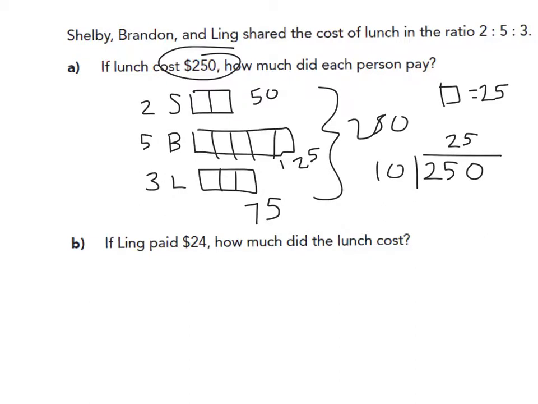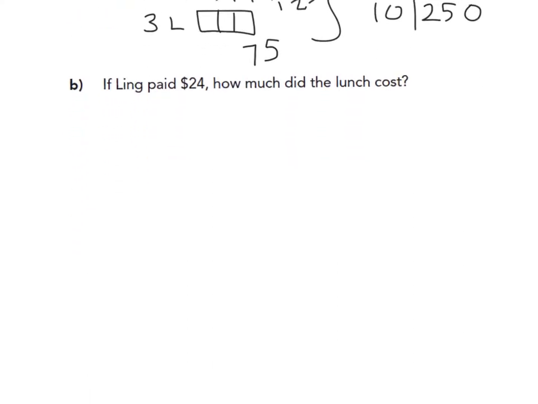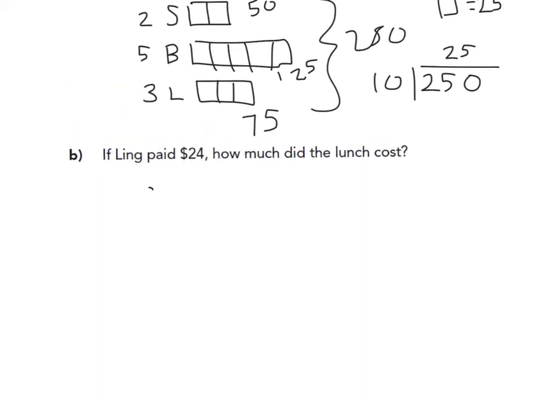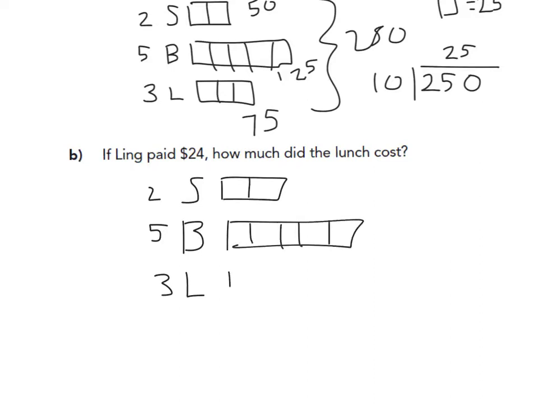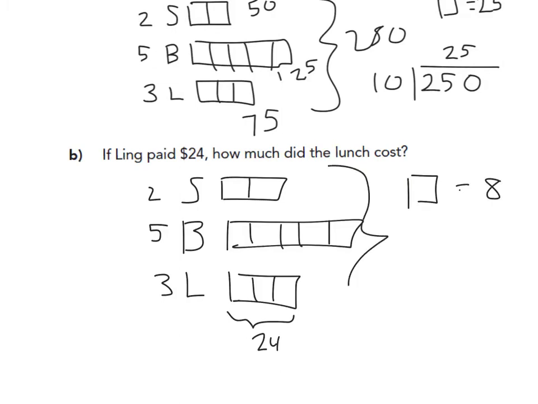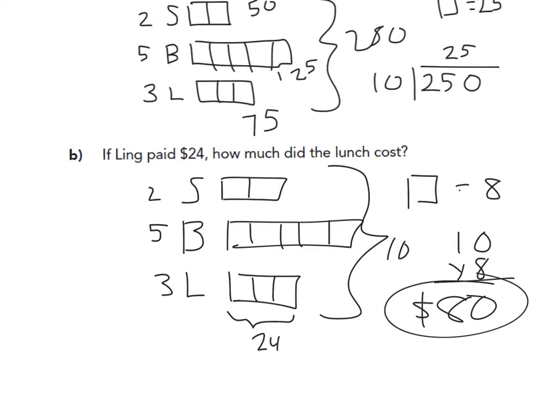If I use that exact same ratio at the bottom, and I know that the relationship is Shelby is 2, and Brandon is 5, and Ling is 3, 2 to 5 to 3, and they tell me that Ling was 24. That tells me that each unit must be 8. So how much did the lunch cost? Well, it looks like this is made up of 10 pieces. So if there's 10 pieces and they're 8 each, lunch must have cost $80.